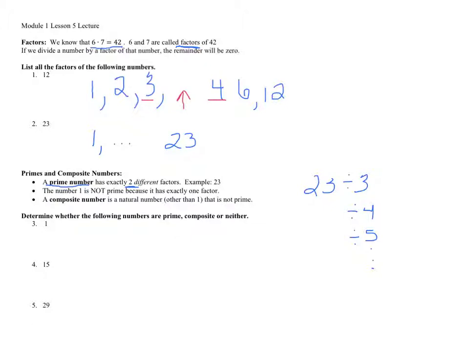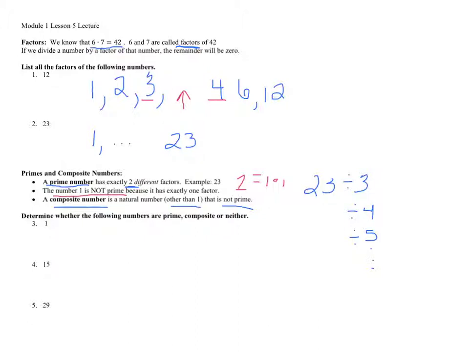Now, it's important to note that by definition, the number 1 is not considered prime because it has exactly one factor. 1 can only be written as 1 times 1. Since this is the same repeated factor, we can't call it prime. Now, a composite number is a natural number other than 1 that is not prime. So 1 is considered neither prime nor composite. However, all other numbers may be defined as prime or composite numbers.